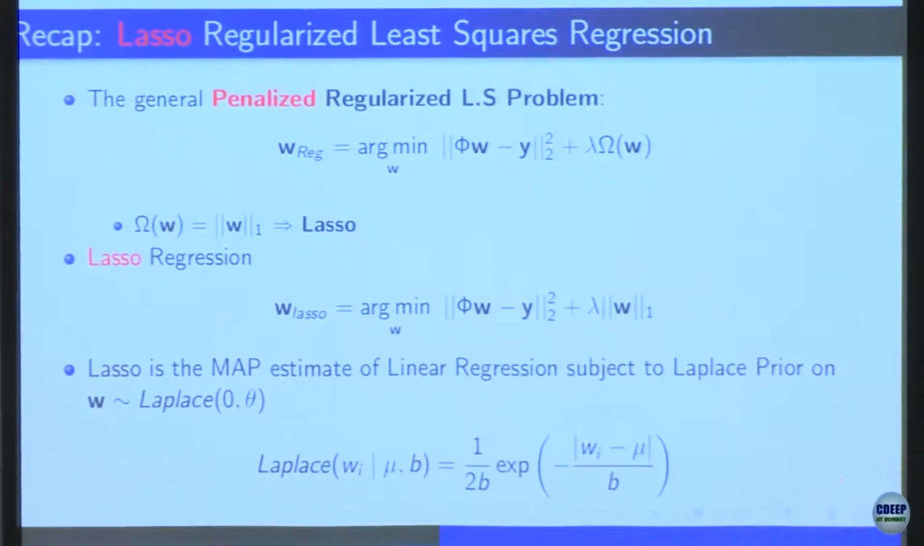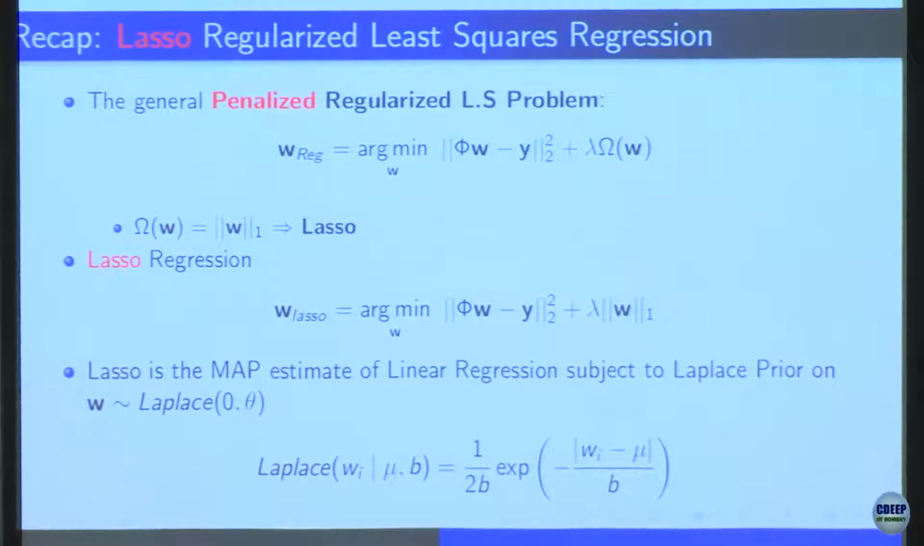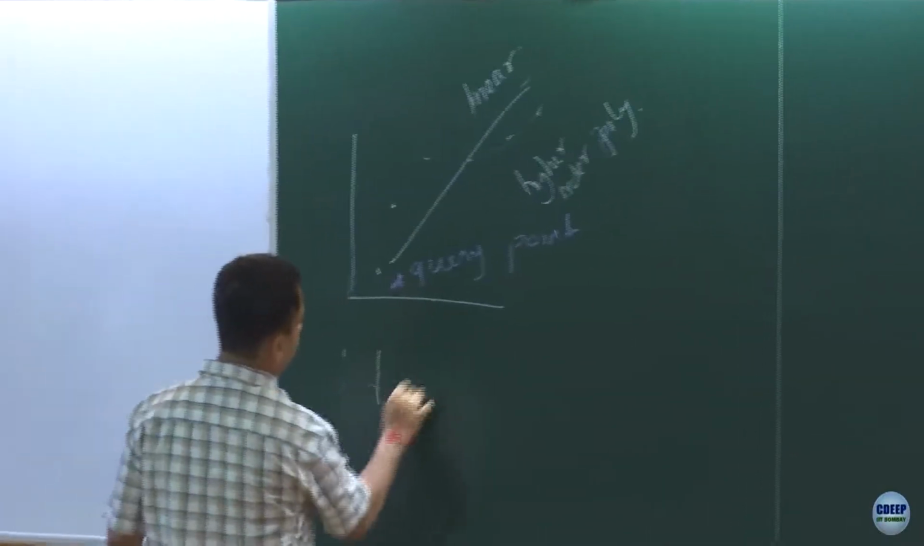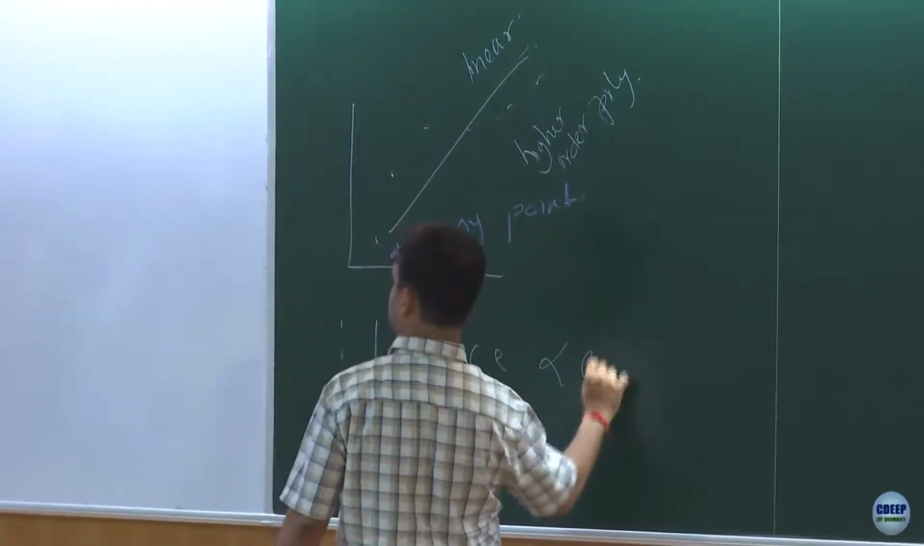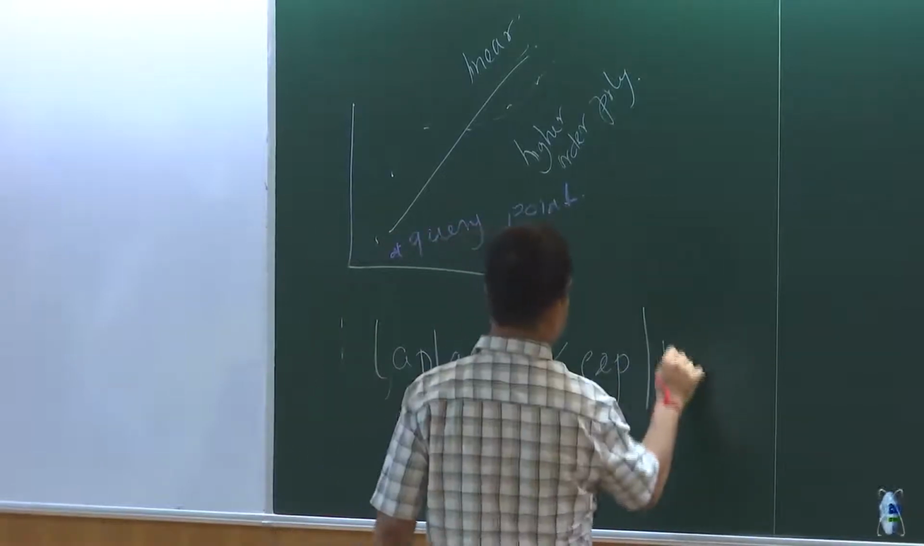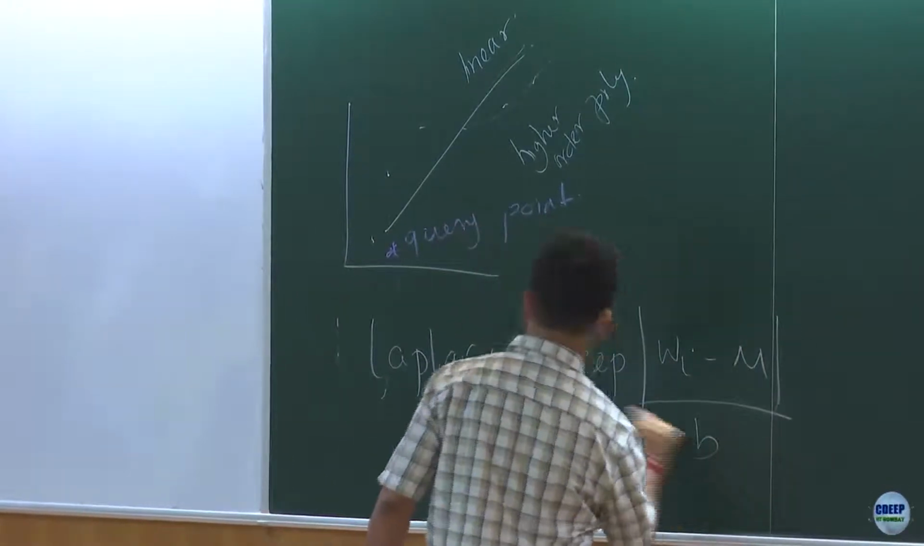To convince yourself in other ways, you can also look at the MAP or the Bayesian interpretation for Lasso, and that turns out to be coming from this Laplace distribution. The prior for W is a Laplace, and what does it look like? Well, let's contrast this with the Gaussian. So Laplace says it's proportional to exp of minus |Wi minus mu| divided by b.